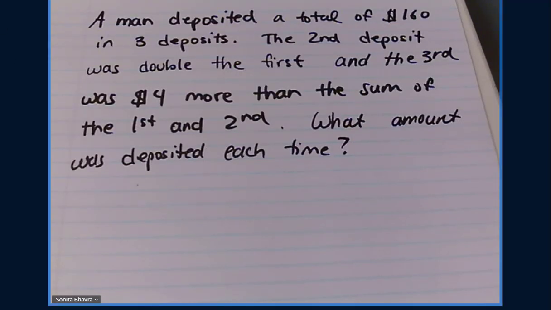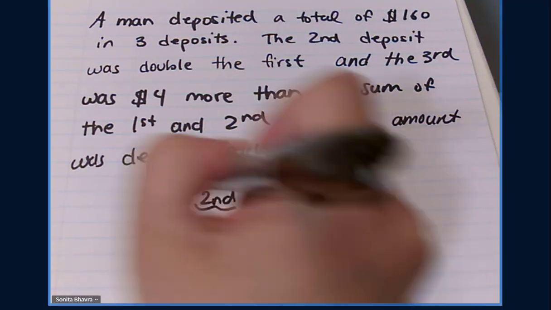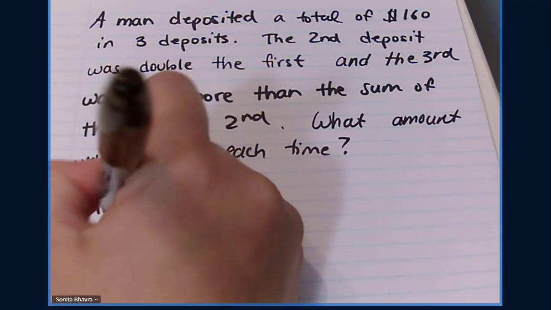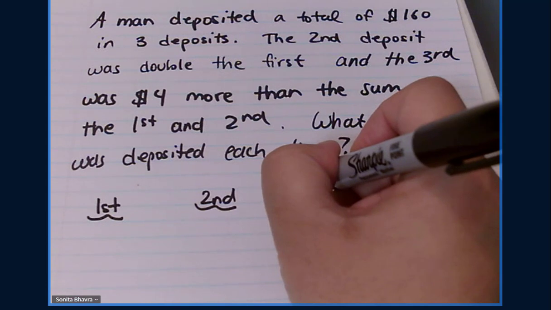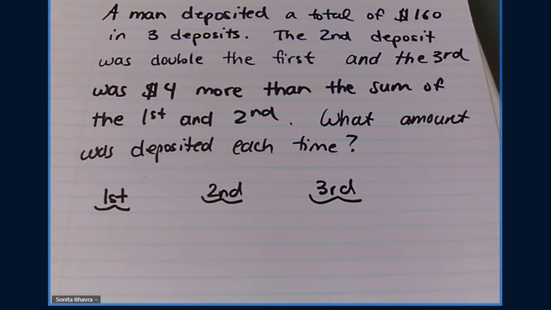All right, so here is our second example. A man deposited a total of $160 in 3 deposits. The second deposit was double the first. So I'm just going to put here second, first, and third. So the second deposit was double the first, and the third was $4 more than the sum of the first and second.